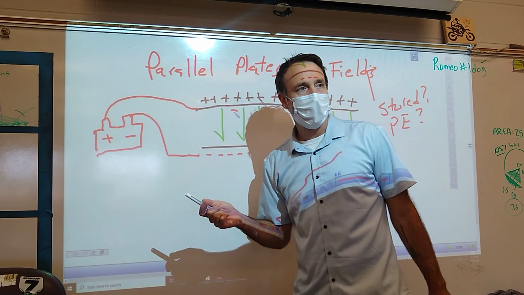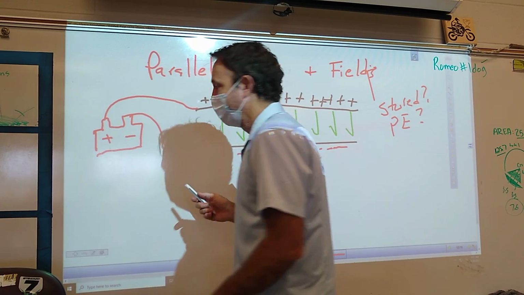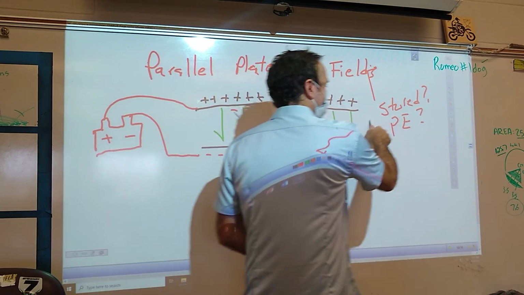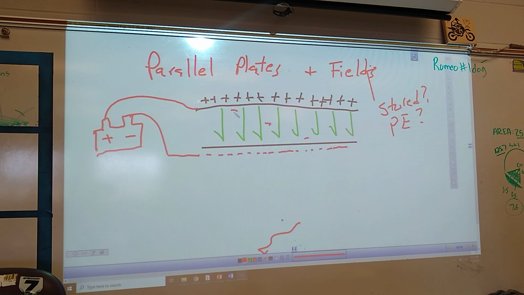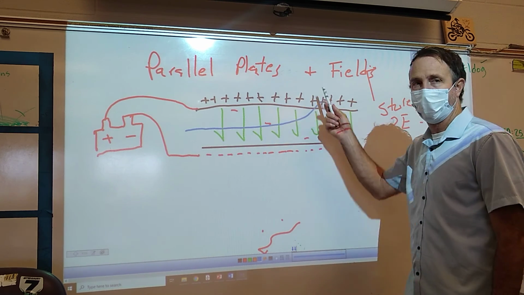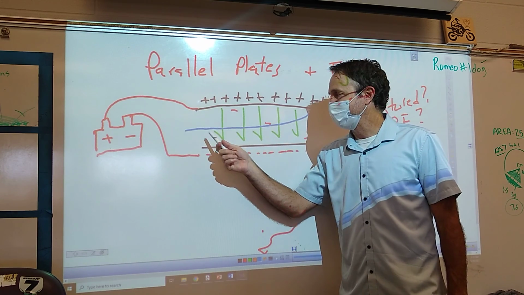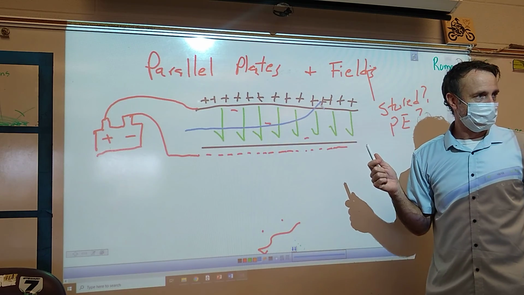What if I had an electron, and I tried to shoot it right through here? What would that electron do? It would what? Yeah, it would swoop. It would go like this, if it was an electron. Does that make sense? So, depending on the voltage of the plates, this electron would go so far.